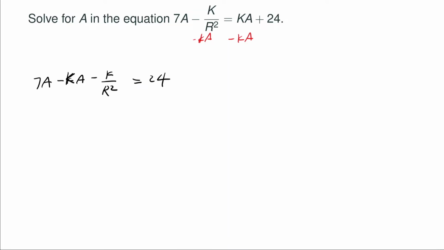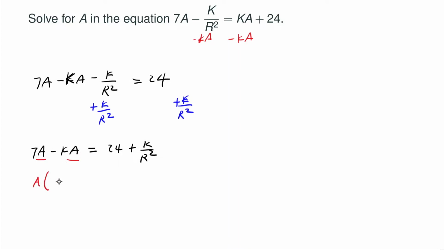Next, we add k over r squared to both sides, so that all the terms with a are on one side of the equation and everything else is on the other side. So 24 plus k over r squared. Now we have a and a, so we have to factor a out. So a times 7 minus k equals 24 plus k over r squared.